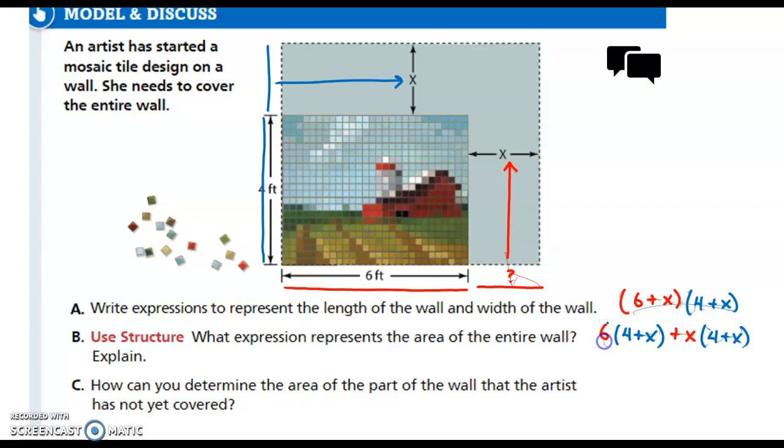And then you would distribute, so you'd say 6 times 4 is 24, plus 6 times x is 6x, plus x times 4 is 4x, and x times x is x squared. If I combine like terms and write this in standard form, I have x squared plus 10x plus 24.